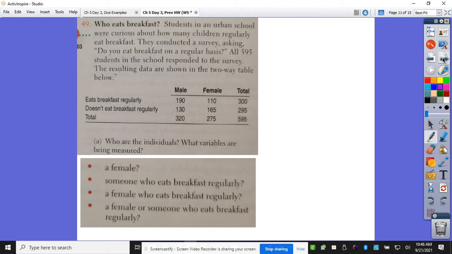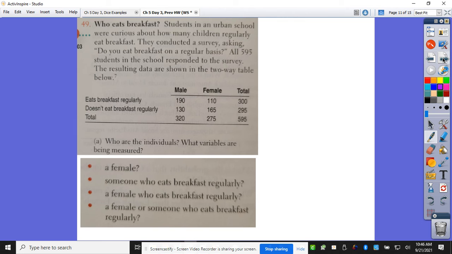Students eating breakfast. A lot of this is just reading the table. Who are the individuals in this one? That's kind of a review. The students in this urban school. What are the variables being measured? Gender and breakfast regularity. So it's 2 variables, it's a 2-way table. Probability that it's a female.